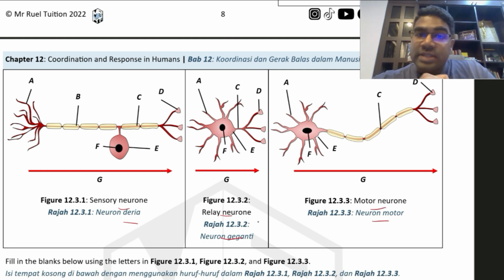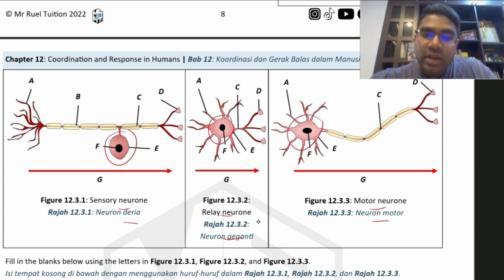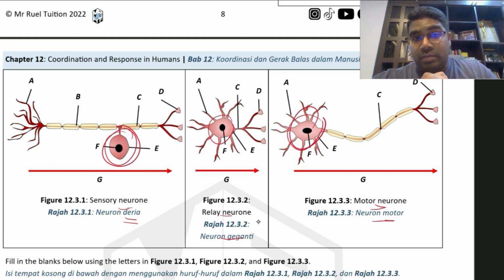Contohnya, kita boleh nampak dengan jelas. You can see clearly this is the cell body. Okay? Ini adalah badan sel. So, apa yang membezakan neuron deria daripada neuron motor? What differentiates the sensory neuron from the motor neuron? It is the position of the cell body. Kedudukan badan sel. Kedudukan badan sel bagi neuron deria adalah di tengah-tengah.